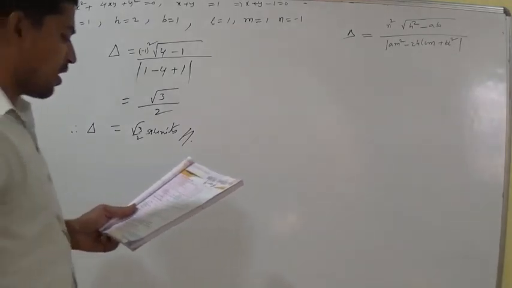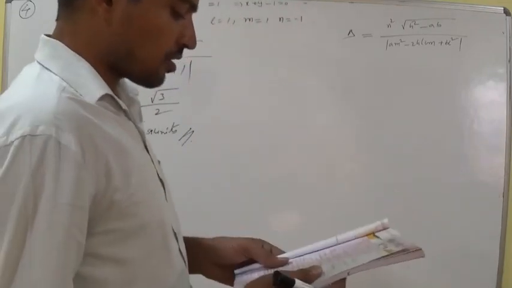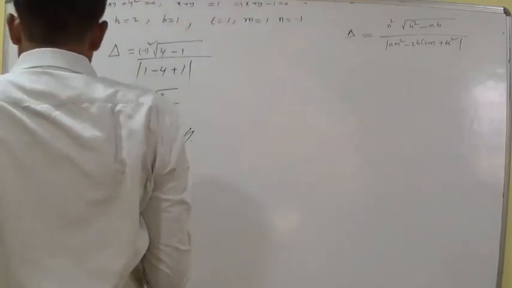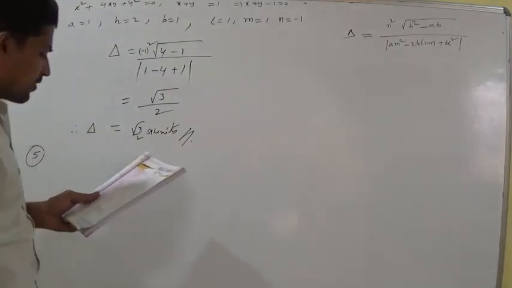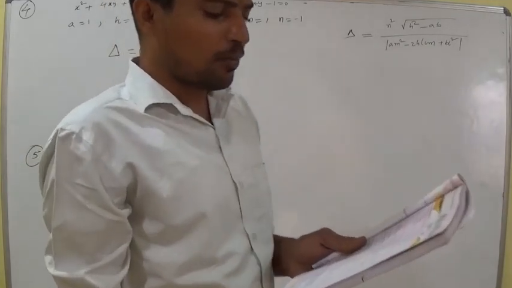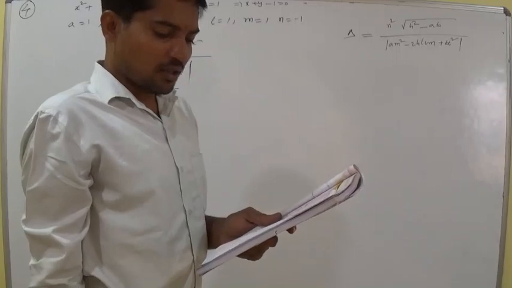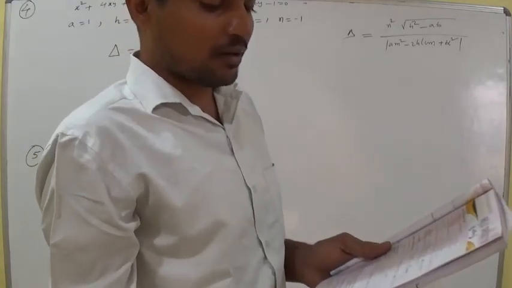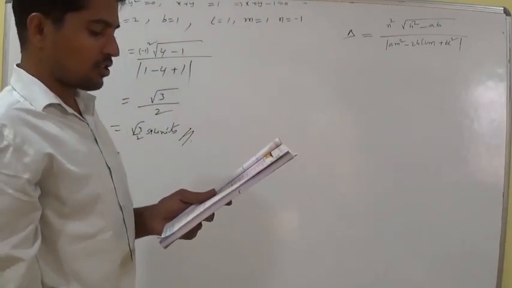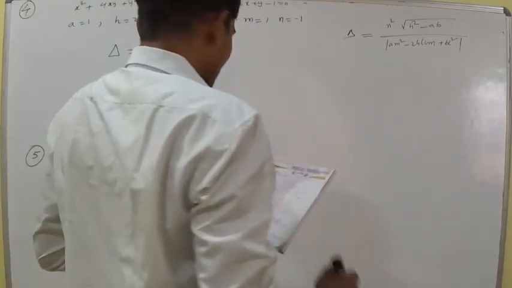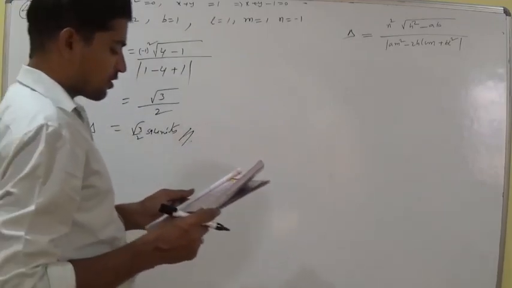The equation of pair of bisectors of angles between pair of lines. This is a little bit difficult. See, fifth one. The equation of the pair of bisectors of angle between pair of lines ax square minus 2axy minus y square is equal to 0 is x square minus 2bxy minus y square is equal to 0.